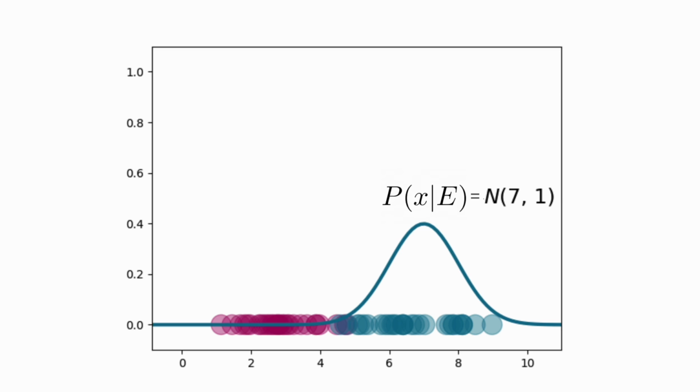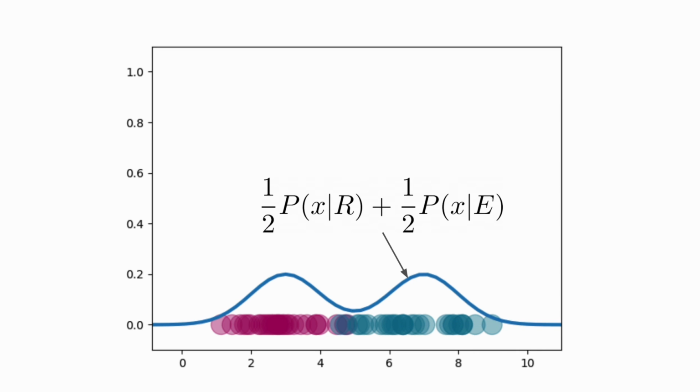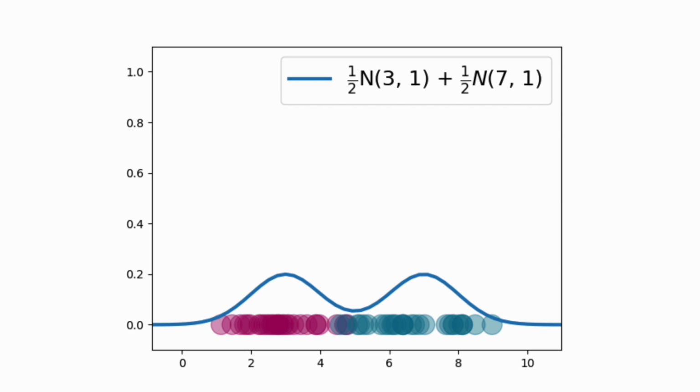Let's say the weights of elephants follow a normal distribution with mean 7 and standard deviation 1, and the weights of rhinos follow a normal 3-1 distribution. Let's also assume that there are as many rhinos as elephants in the wild. Thus, the overall distribution from which our data was drawn is 1/2 the normal distribution of rhinos plus 1/2 the normal distribution of elephants. We can now compute, not estimate, the probability that a given weight is that of a rhino or that of an elephant.